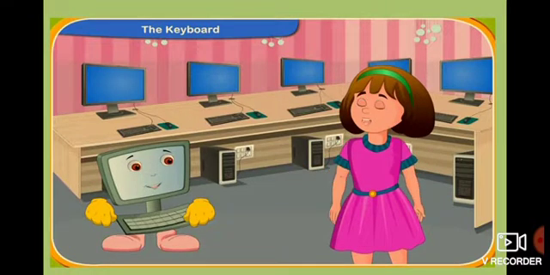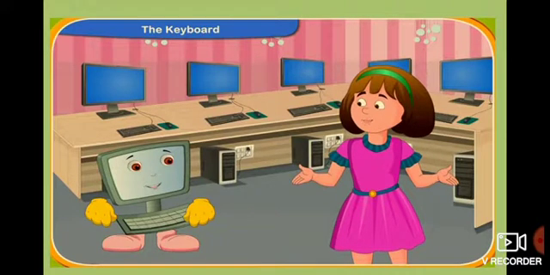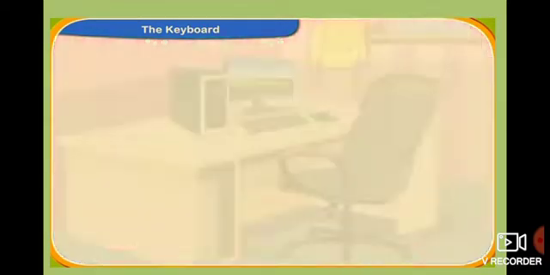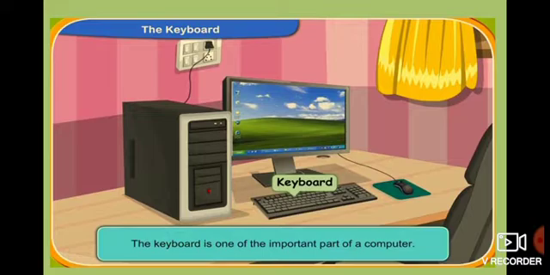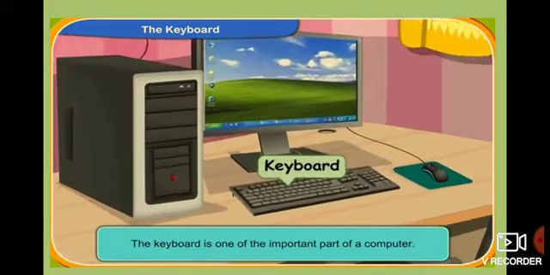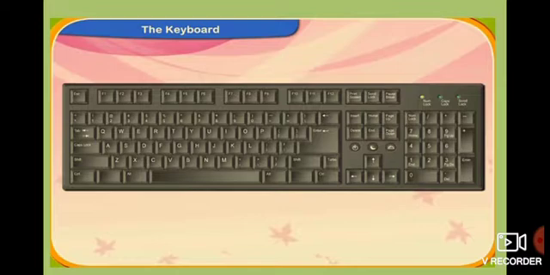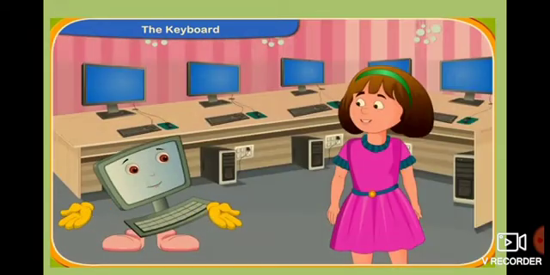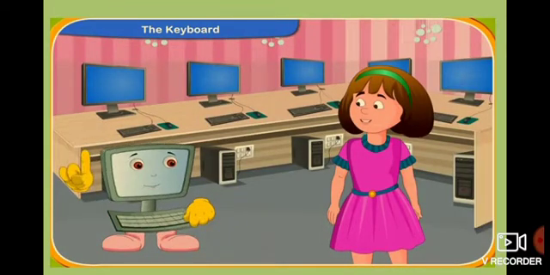Hi Liko, I'm back to know more about computers. Today, I want to know more about the keyboard. Welcome back, Rini. I have told you that the keyboard is one of the important parts of a computer. Do you remember what a keyboard is used for? The keyboard is a device which is used for typing in the computer. It contains many buttons, which are called keys.